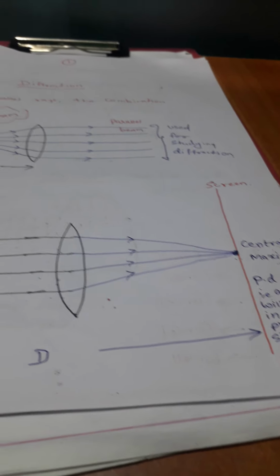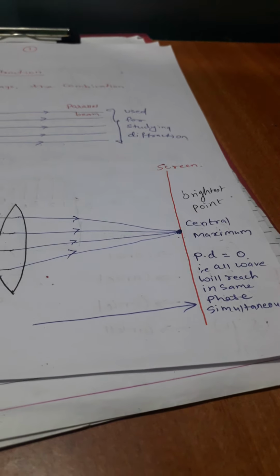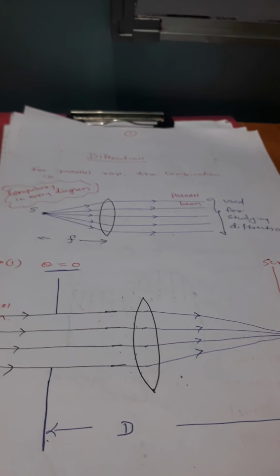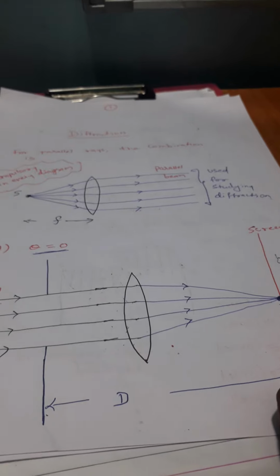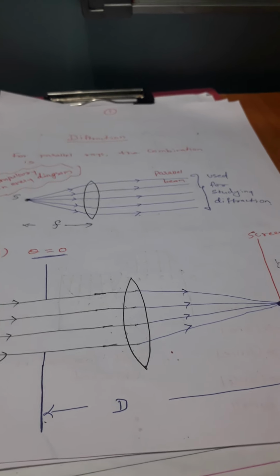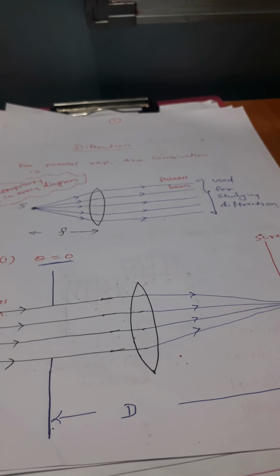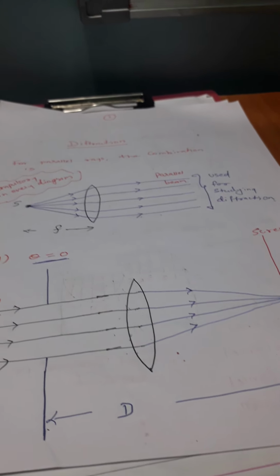So of course I will just make a note for this. This is the brightest point, and this brightest point is basically the central maxima. See how we can get it. If you have the screen, and this distance is the focal length, if the object is at infinity, the image is always formed at the focus. So by using this, when theta is equal to 0, you get the brightest point. That's the central maxima.